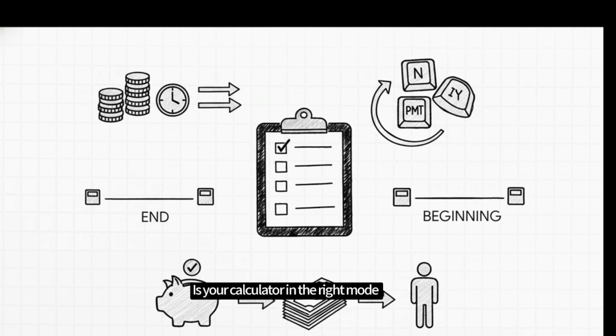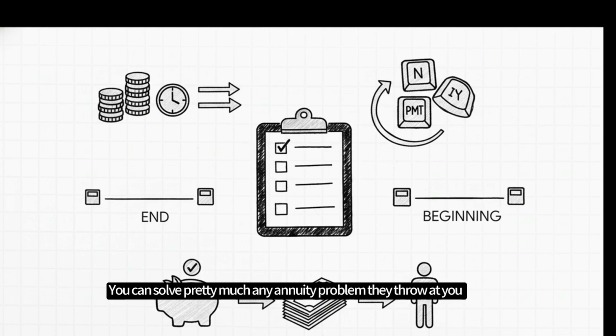Is your calculator in the right mode? And are your N, IY, and PMT all speaking the same language? All monthly, all annually, whatever. If you can nail those details, you can solve pretty much any annuity problem they throw at you.